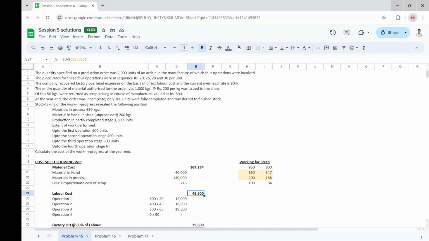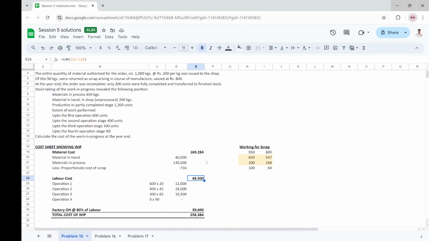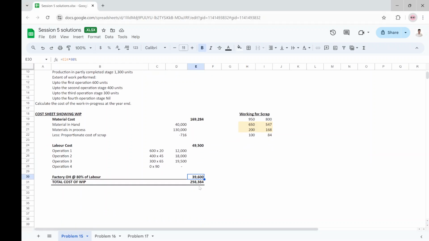The company recovers factory overhead expenses on the basis of direct labor cost, and the current overhead rate is 80%. So it will be 80% of direct labor cost. Calculate that factory overhead total. Adding all three, you'll get this much.